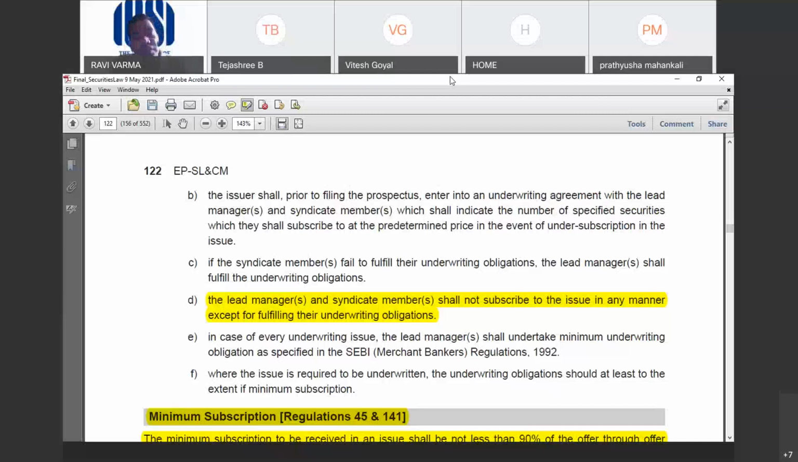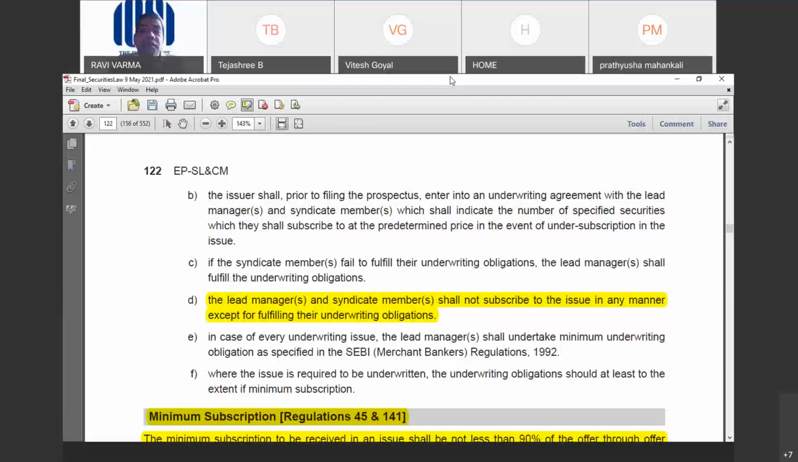Existing investors' money will remain locked in for 1 year. Right? Not the new ones who are subscribing, the existing ones. Minimum application value will be between 10,000 to 15,000. Right? And more so, the difference of pricing can be there, but 10%. You can give a 10% discount to retail investors.